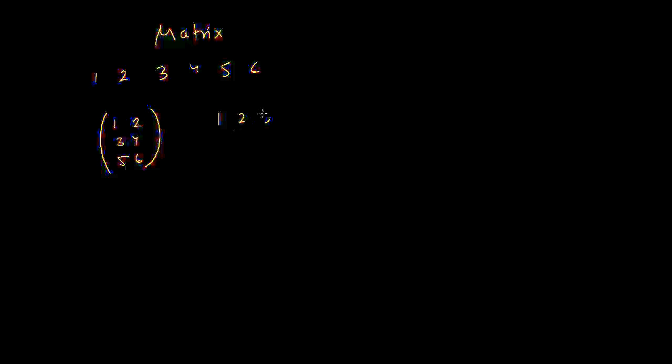A matrix is an arrangement of numbers, and it's a special arrangement of numbers. For example, if you have numbers 1, 2, 3, 4, 5, 6, it can be arranged as 1, 2, 3, 4, 5, 6, or it could be arranged 1, 2, 3, 4, 5, 6. These are different arrangements, and if you notice, it looks like some sort of a rectangle.